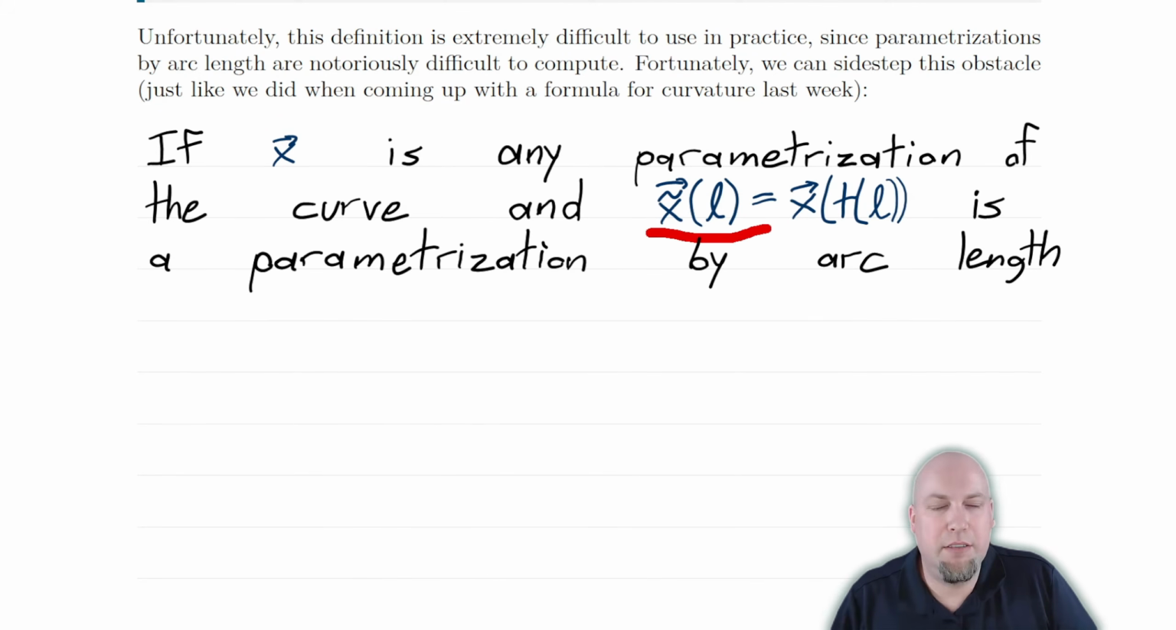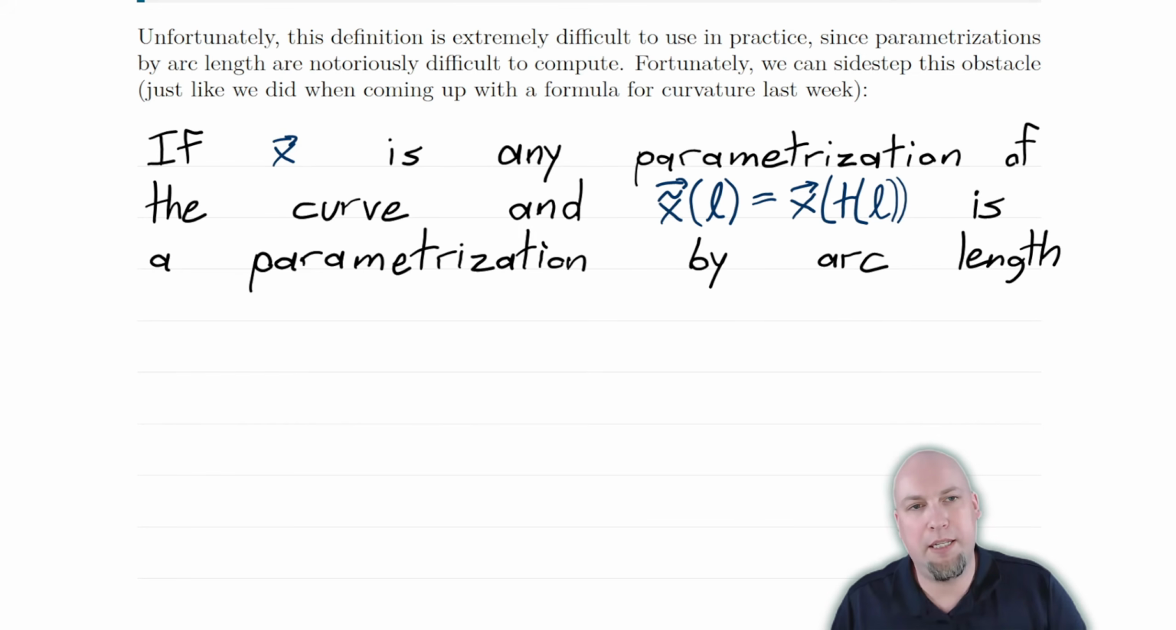If my parameterization by arc length x tilde is derived from x, then remember it's going to look something like this. When we computed parameterization by arc length back in the day, we got L in terms of t, arc length in terms of time, inverted it so it was t in terms of L, and plugged that into the original path. So this was our formula for going from just any path to a parameterization by arc length.